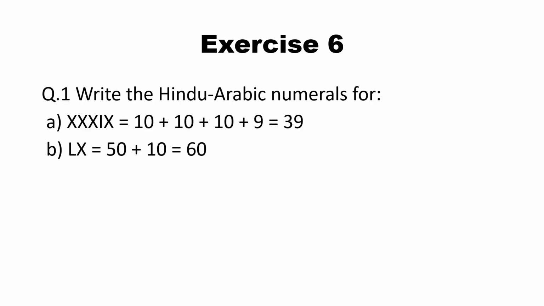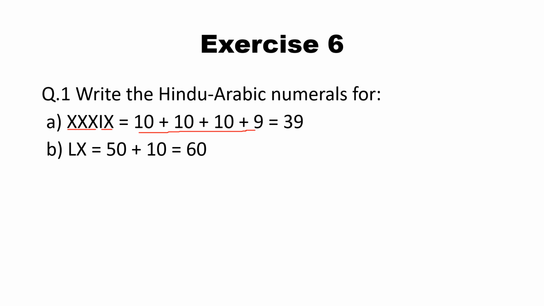Write the Hindu Arabic numerals for XXXIX. As we can see X, X and X, that means 30. And IX, so here it applies rule number 3. When the lower number is before the higher one, we have to subtract. So 10 minus 1 will give us 9. So 10 plus 10 plus 10 plus 9 is 39.